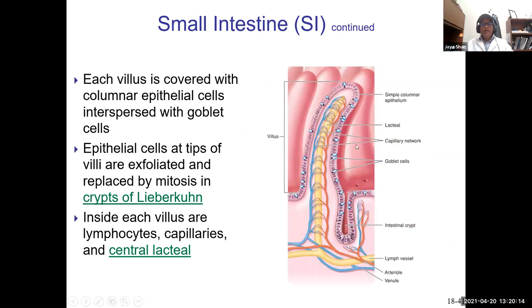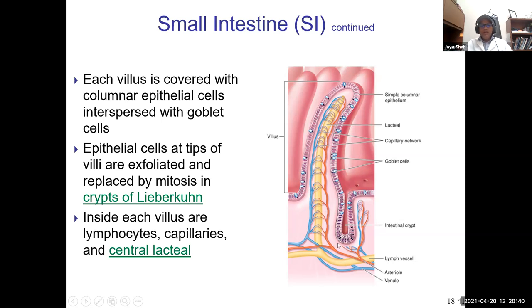So if you see a villus, what do you see? The same thing, epithelium, goblet cells, simple columnar absorptive epithelium, goblet cells, and then you have central lacteals, and then blood vessels. These capillaries absorb protein and carbs, whereas these lacteals absorb fat.